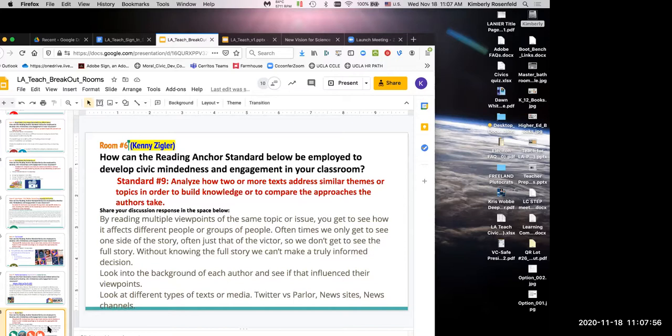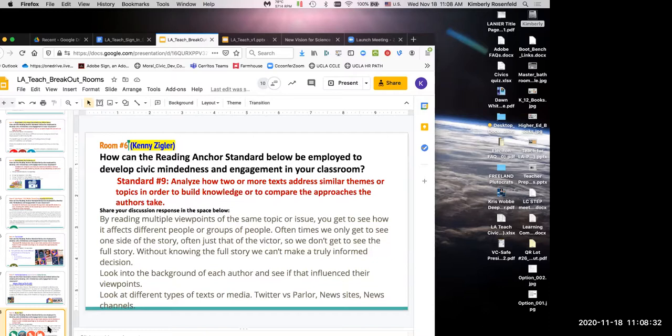All right. So for this one, like it's been said earlier, reading multiple viewpoints on the same topic or issue, you get to see how it affects different people or groups of people, because oftentimes we only get to see one side of the story. In terms of history, it's generally who ended up winning. So we don't get to see the full story, and without knowing both sides, we're not able to make a really informed decision. A couple other things that we came up with is look into the background of each author and see if any of that influenced their viewpoint and why they wrote what they wrote.